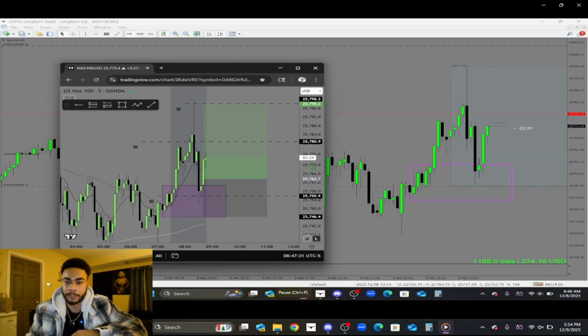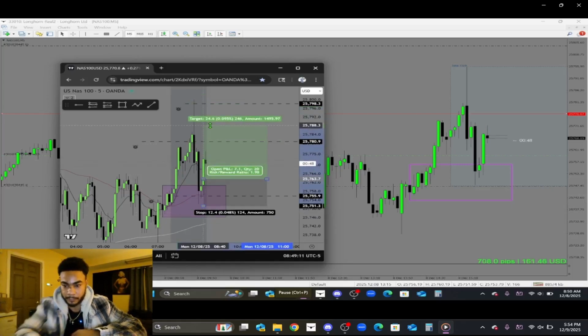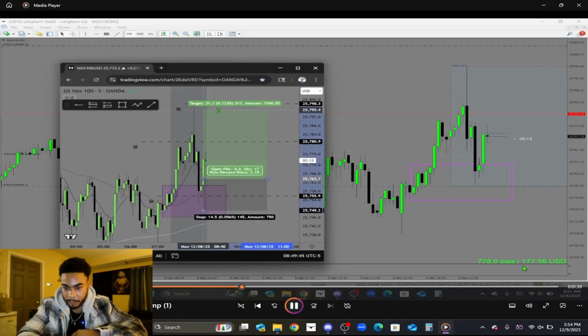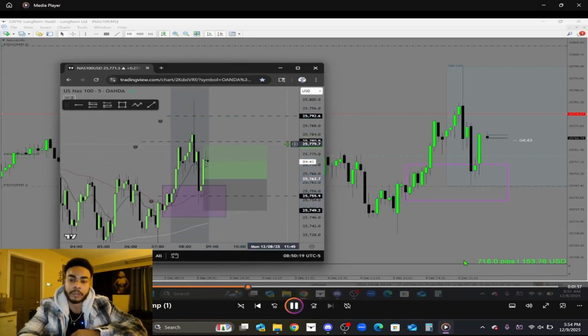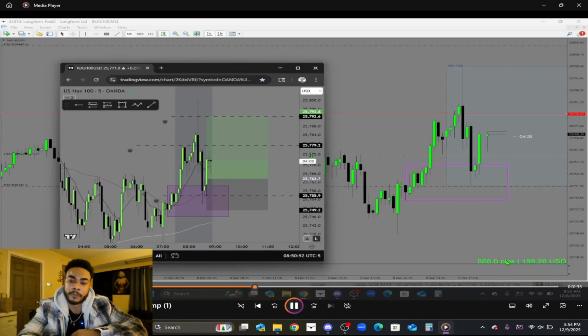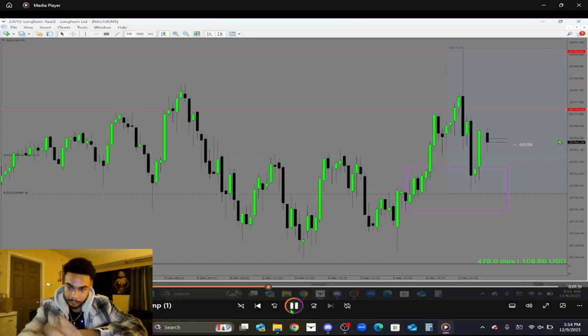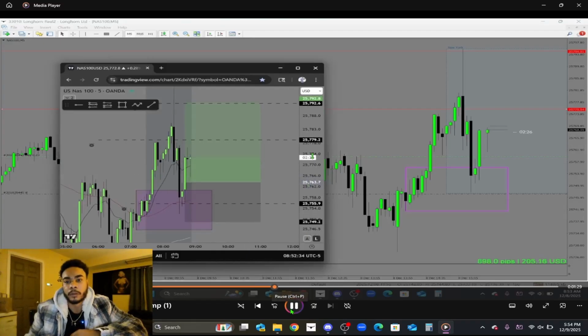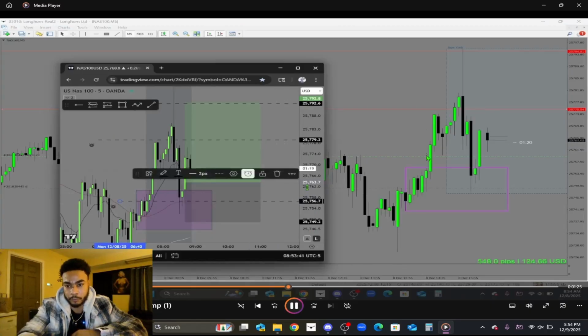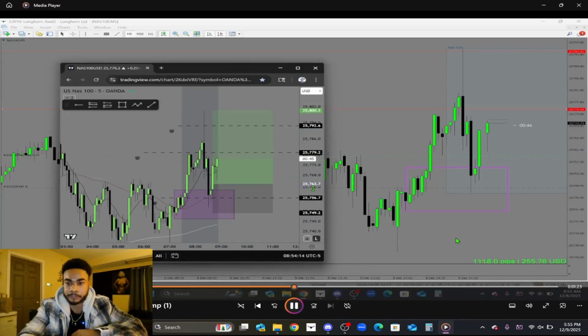So right here we're just waiting, seeing what price is going to do. Over here you can see how much profit I'm up. I'm up 170 bucks, 200. It just fluctuates. Right here you can see how many pips. The second red line is my take profit 2, my second target. The first red line is target 1.